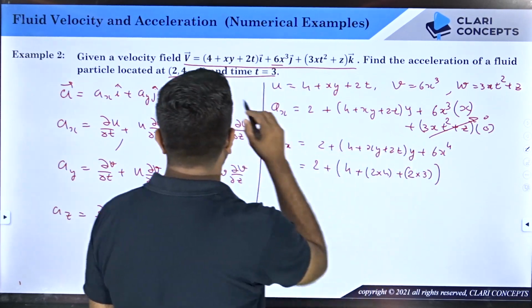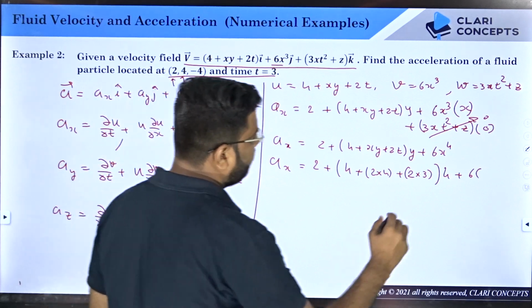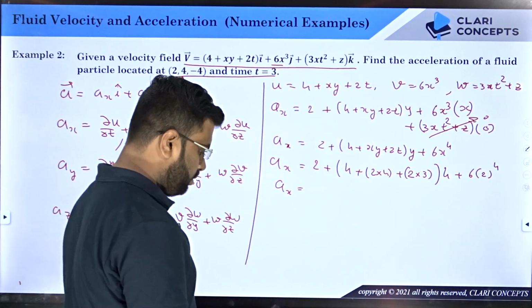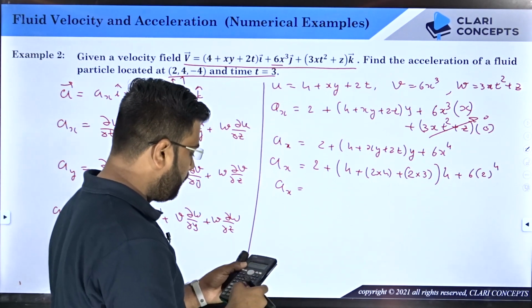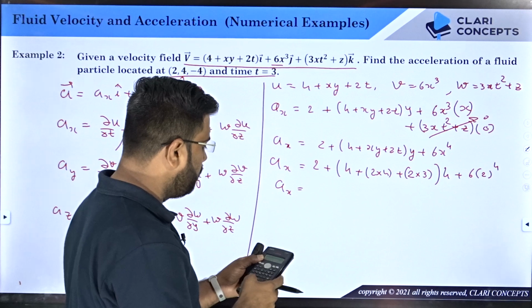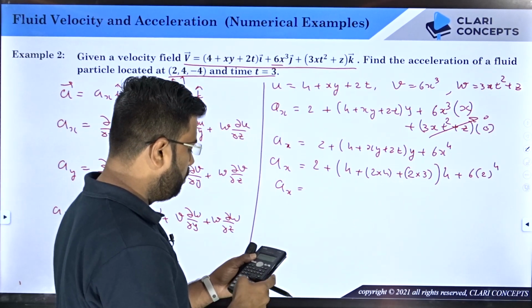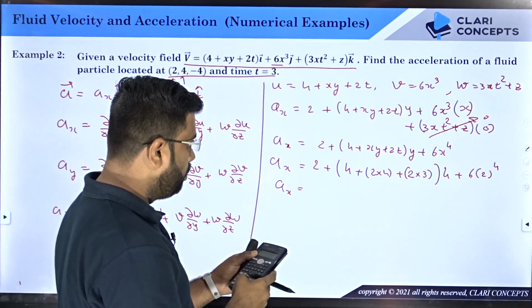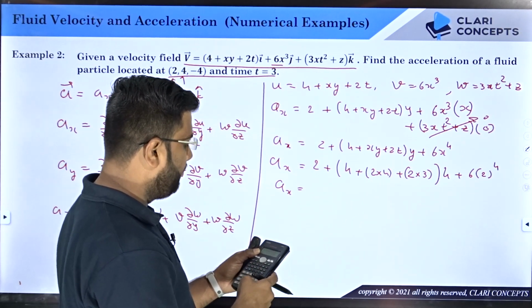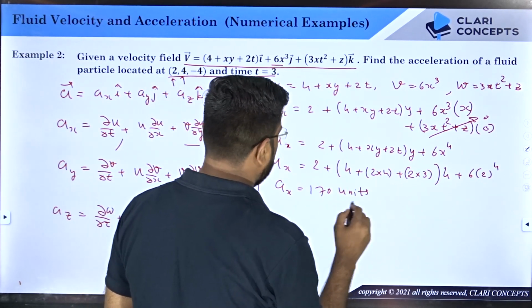And that y, what is the value of y? It is 4, plus 6x raised to 4, 2 raised to 4. So let me solve this first. 4 plus 4 twos are 8, plus 6 into 4 plus 2, plus 6 into 2 raised to 4. You will get 170 units. Okay, keep this in mind.